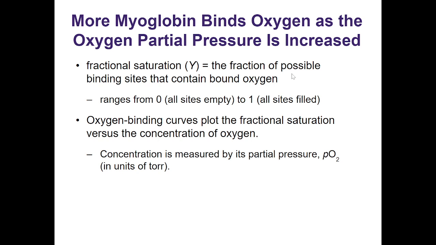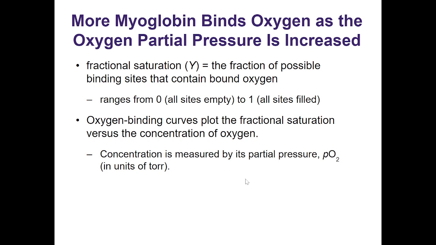So the fraction of all possible binding sites that contain bound oxygen is this gamma. Okay? This will range from 0, which is all sites are empty, to 1, all sites are filled. I.e. 0, 0%, 1, 100%, right? But we're in a fraction, so it's not a percentage. Okay?